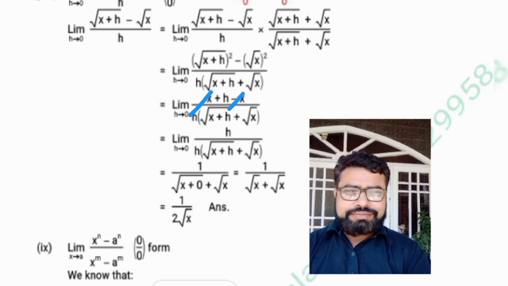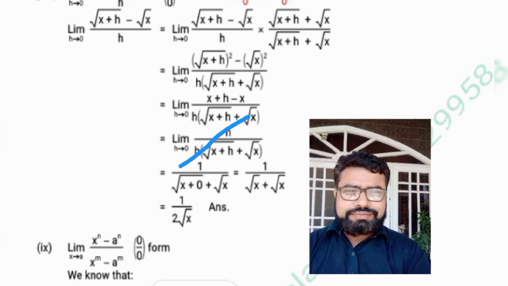Plus x will be cancelled with minus x, and we have h in the numerator, and in the denominator, x plus h square root plus square root x inside the bracket, and outside the bracket there is h. We will write h, and the limit will be written till we have not removed the 0 by 0 form. After the removal of the 0 by 0 form, we can put the value of h. h will be cancelled with h.